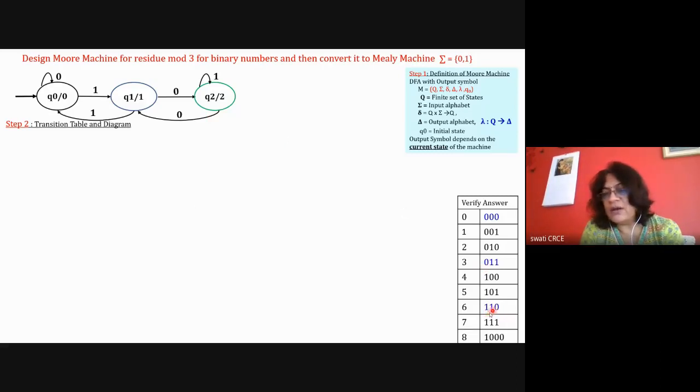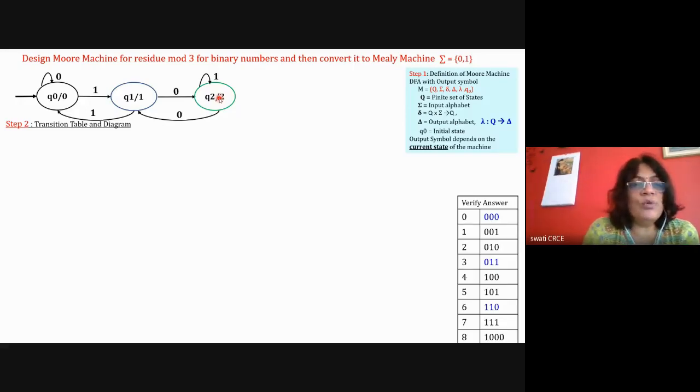So I'm taking here now 6. For 6 it should go to Q0. 1, 1, 0. So it is 1, 1 and 0. Q2, Q0. So correct. 1, 1, 1 it should go to the state Q1. So 1, 1, 1 it is in the state Q1. 1, 0, 0 state Q2. So 1, 0, 0 and 0 in Q2. Okay, so I have verified the answer and the diagram is over.